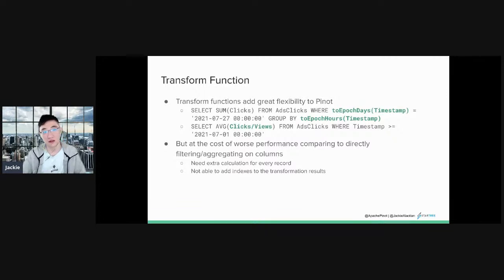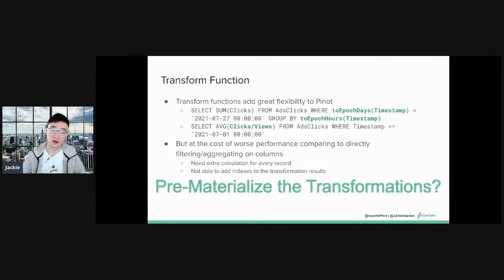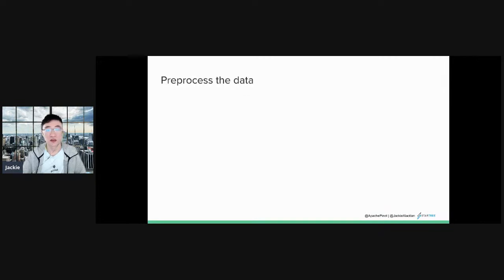Okay, so now let's think how I can optimize this to get better performance. One idea would be, maybe I can pre-materialize the transformations so that these transformed results are already pre-calculated, and then I can directly use them. So the first approach would be, let me pre-process the data before I ingest it into Pinot.